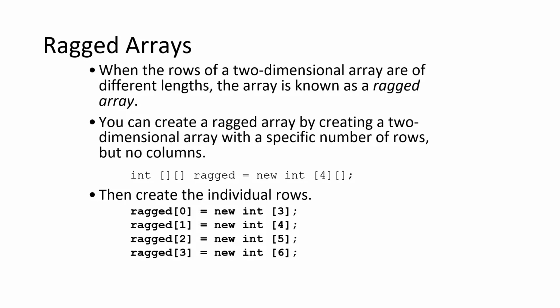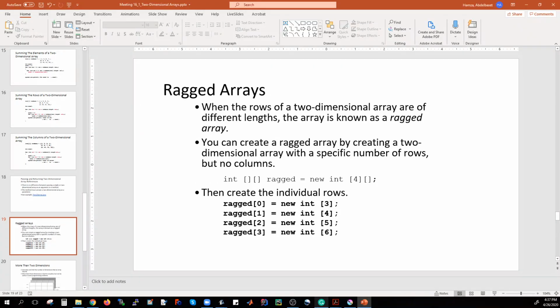You could define an array that has, for example, 4 rows, but each row has its own number of columns. Again, that emphasizes the concept of thinking about two-dimensional arrays as arrays of arrays. This means that every element in the two-dimensional array has its own number of columns.